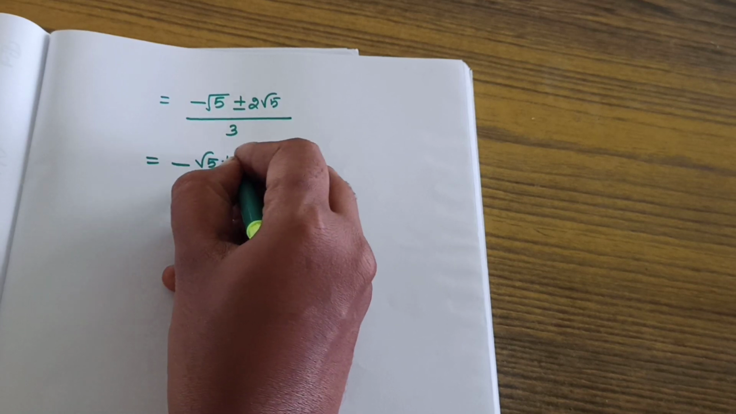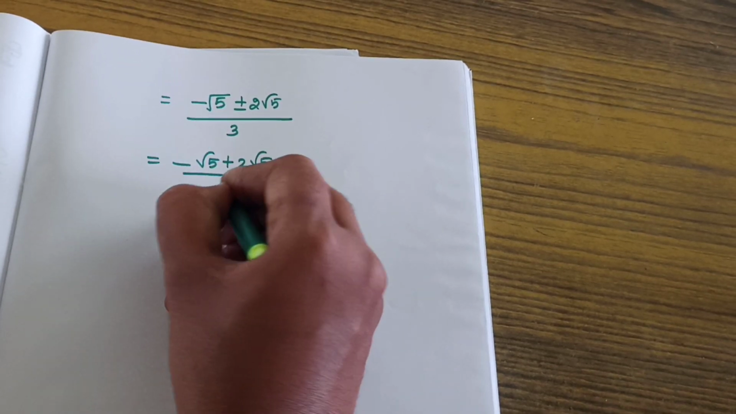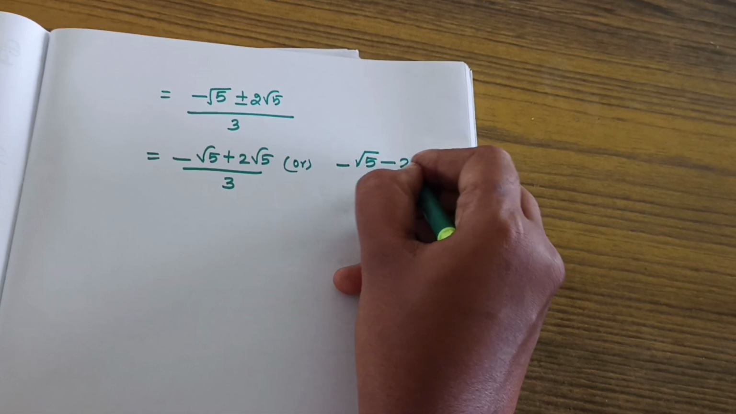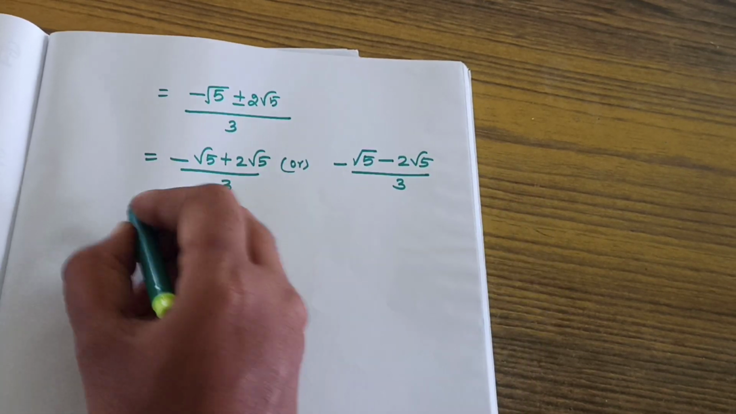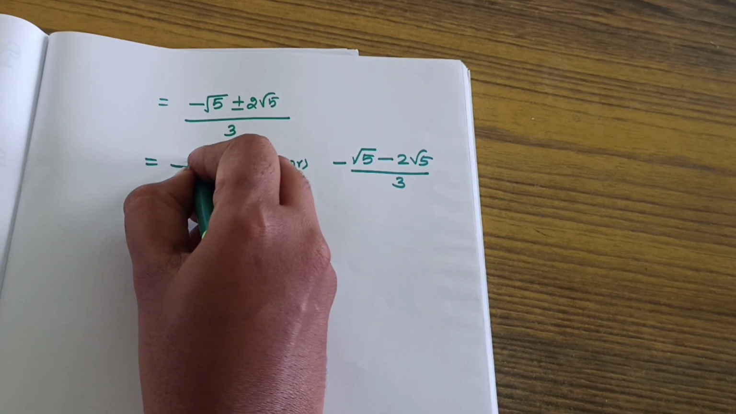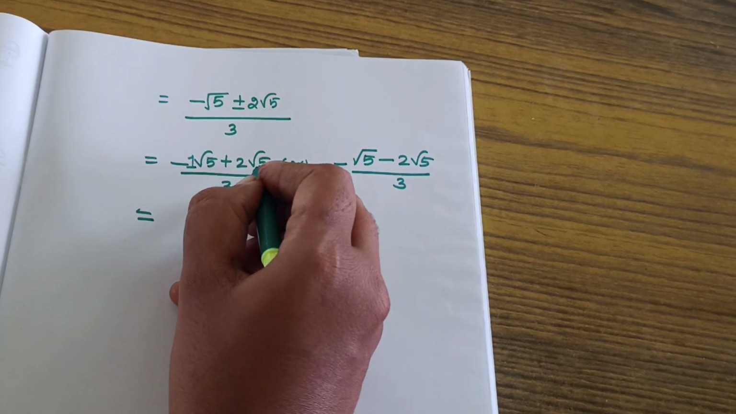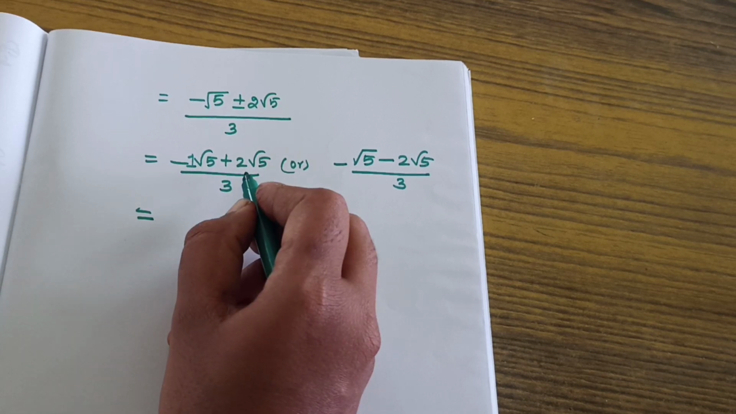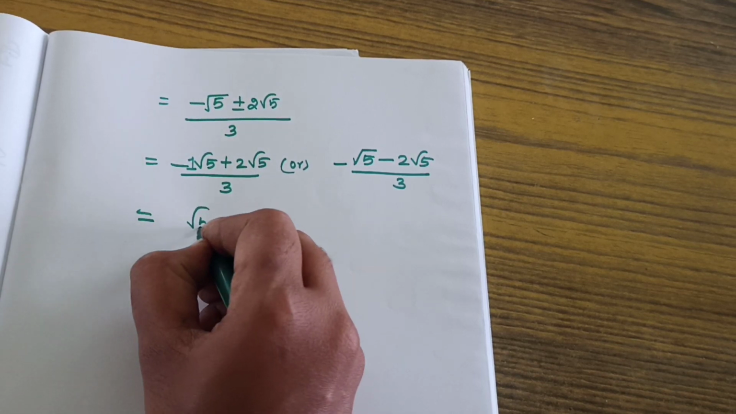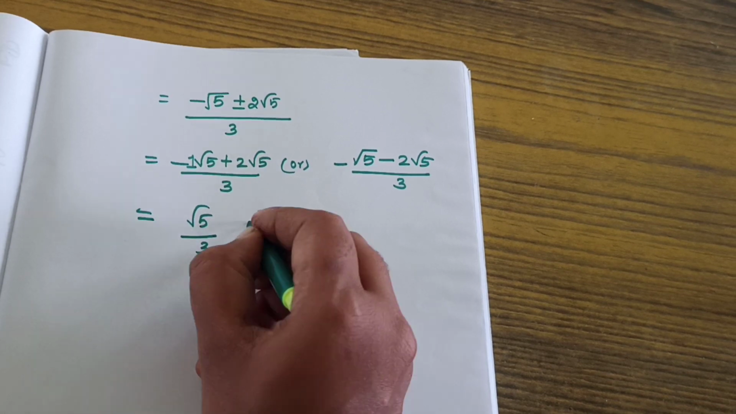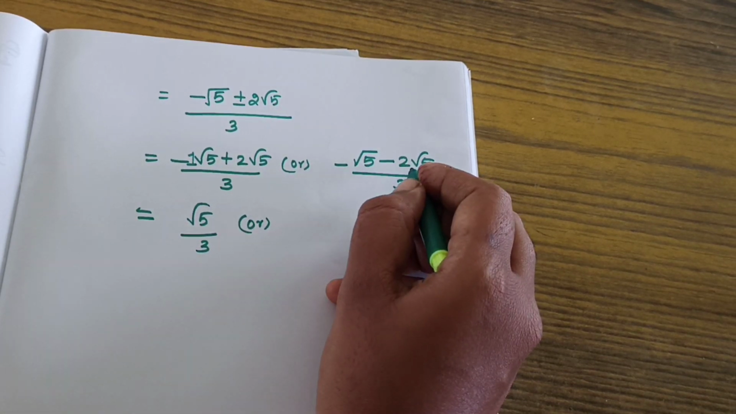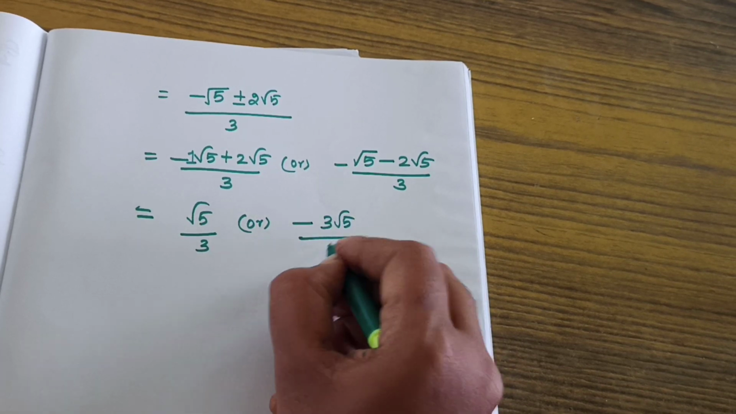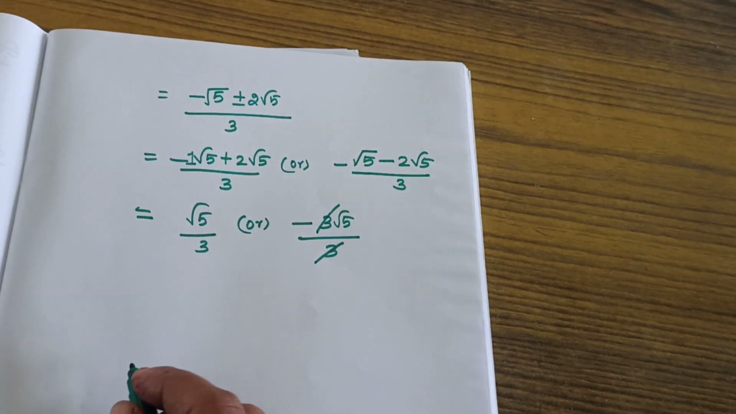Minus root 5 plus 2 root 5 by 3, or minus root 5 minus 2 root 5 by 3, which is equal to, here 1 root 5, here plus 2 root 5. So different sign, no? Subtract and put the largest number's sign. Subtracting means root 5 will come positive by 3. Or here same sign, you need to add it. So minus 3 root 5 by 3. 3 and 3 get cancelled. So this is the answer.